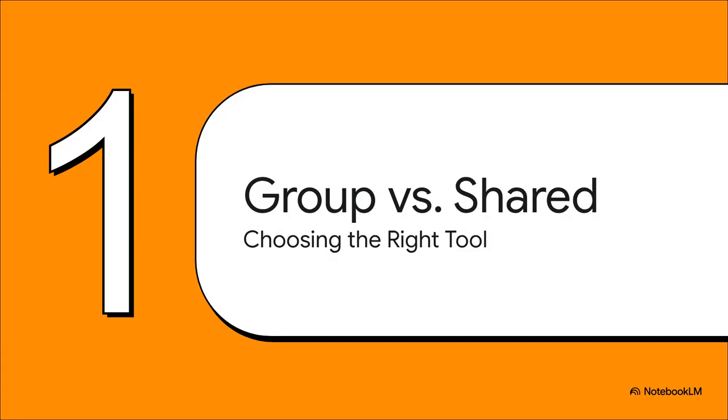Now, Outlook gives us some amazing tools to solve this, but here's the key. It comes in two main flavors. You've got group calendars and you've got shared calendars. They sound almost the same, right? But they're built for very different jobs. So let's figure out which one is the right tool for you and your team.